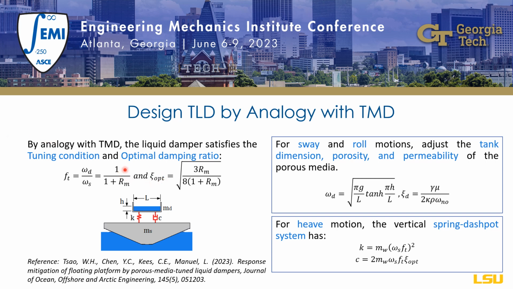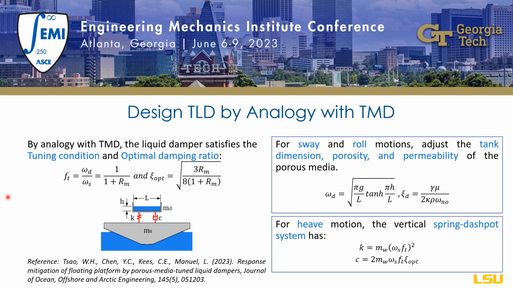In real work, the natural frequency of the floating structure is a known variable. So once the mass ratio is given, we can compute the frequency and the damping ratio of the liquid damper. And therefore, we can adjust the tank dimensions, porosity, and permeability to fit the optimal parameters for sway and roll motions. But the dynamic feature of the heave motion is different.